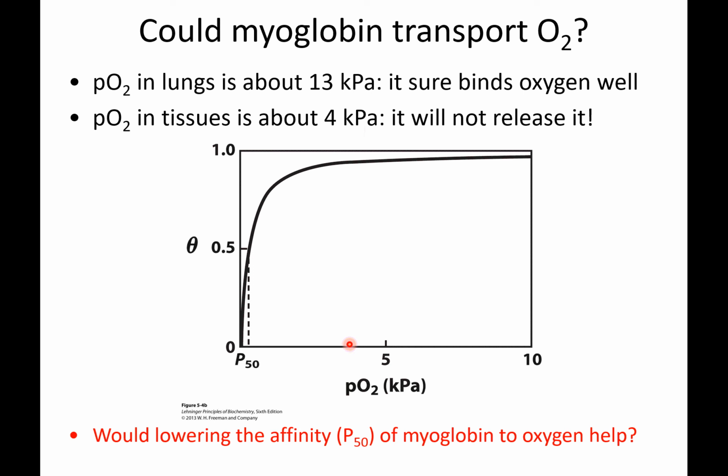Well, let's find a pressure of 4 on our graph and take a look. Notice here, almost all of the binding sites for myoglobin want to have oxygen bound. So there's no real difference in the binding affinity at 4 versus 13. At the point where myoglobin would interact in the tissues, it's not going to let go of the oxygen. So it is not going to be a good transporter.